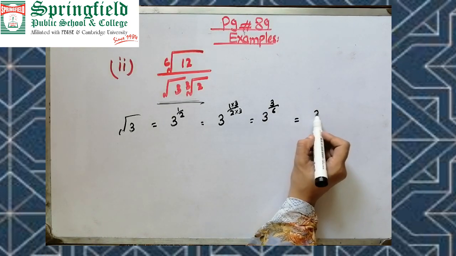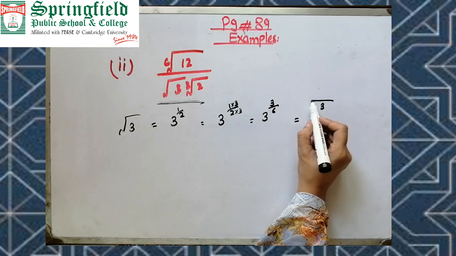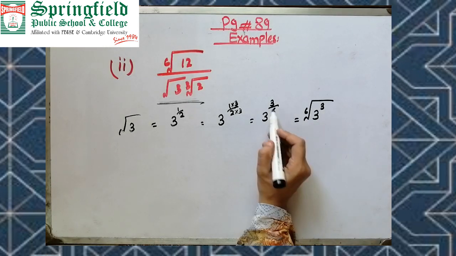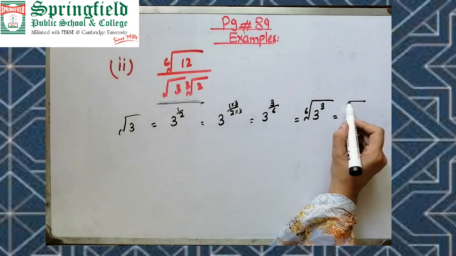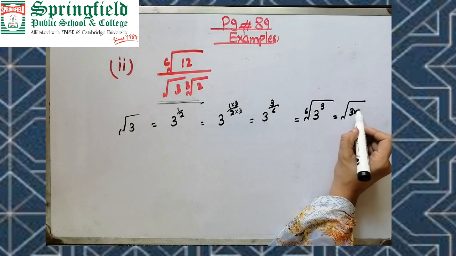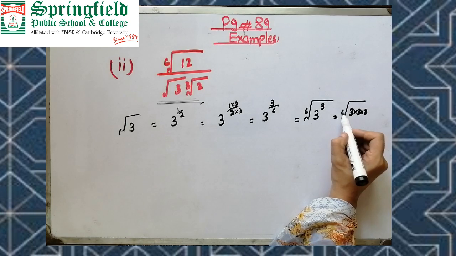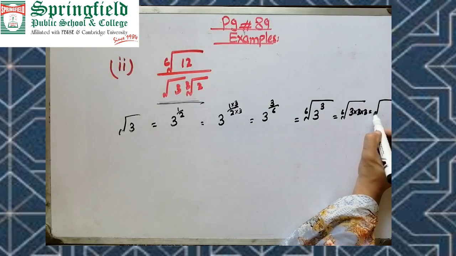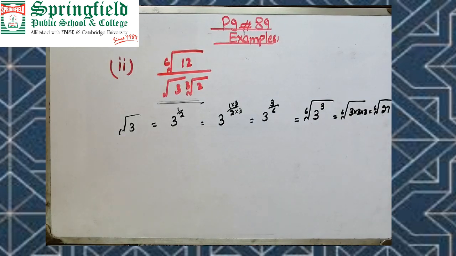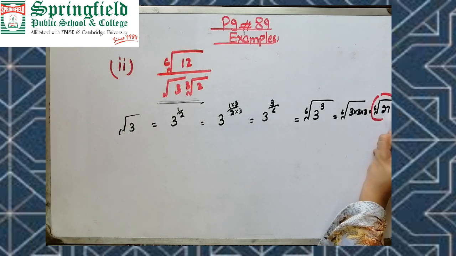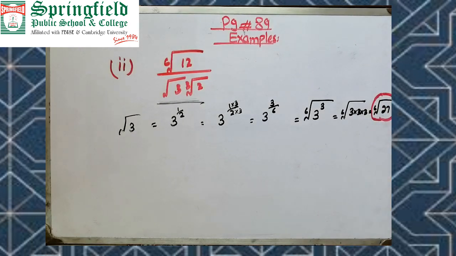It will become 3 ones are 3 power 6. And it can be written 3 cube, the 6th root. 1 by 6 means 6th root. And 3 cube means 3 will multiply 3 times. And it can be written 3 3s are 9, 9 3s are 27. It means the 6th root under root 3 can be written as the 6th root of 27.